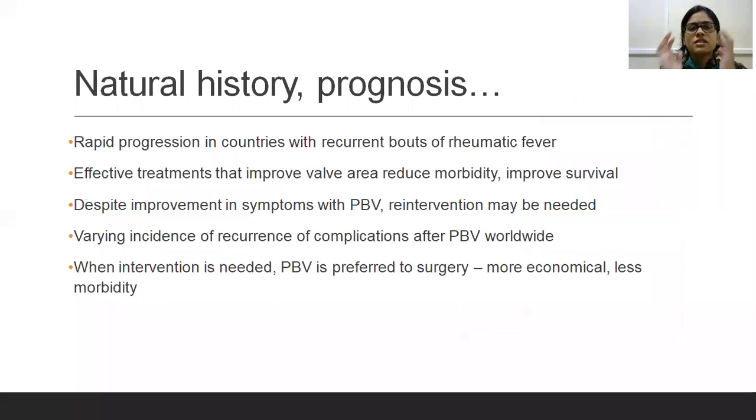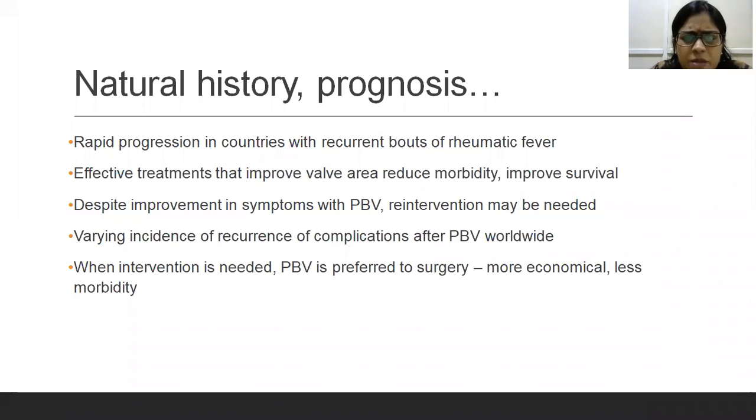Coming to the natural history of the disease, usually the disease takes up to 20 years to manifest, and after the symptoms become severe, patient can progress to death within 2 to 5 years. But in developing countries with recurrent bouts of rheumatic fever, patients will see a rapid progression of the disease. Effective treatments that can improve the valve area will reduce both morbidity as well as improve the survival.